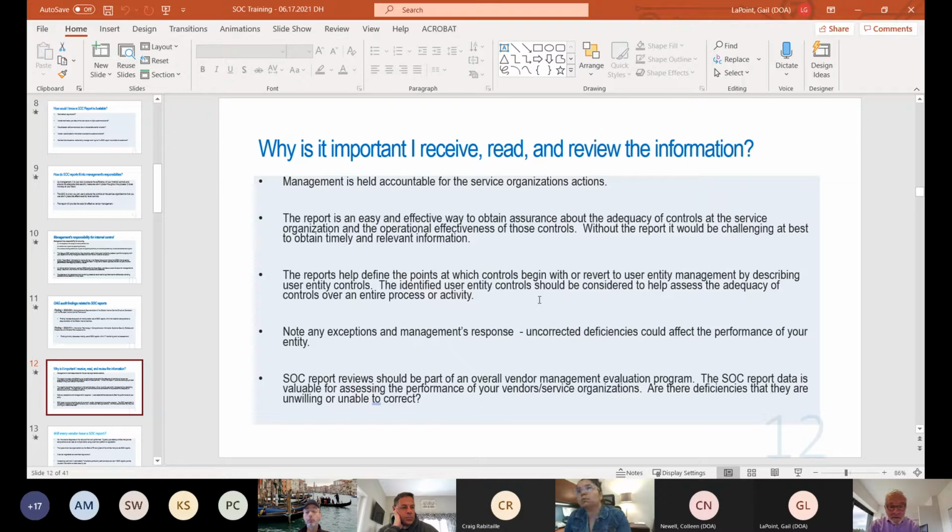So one of the most important things with looking at these reports, if you do nothing else, would be to scroll through very quickly and note if there are any exceptions. And there's two easy ways to do that, which we're going to talk about. One is looking at the auditor's opinion.